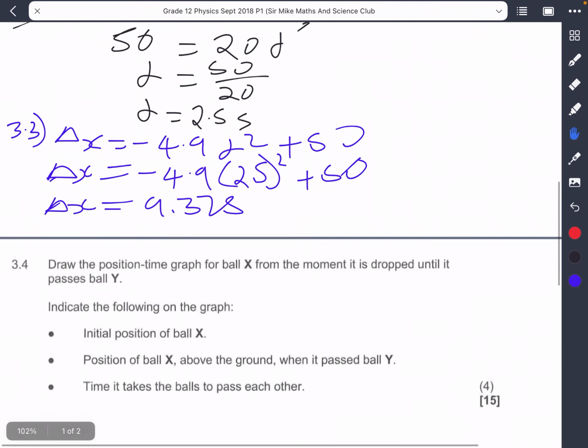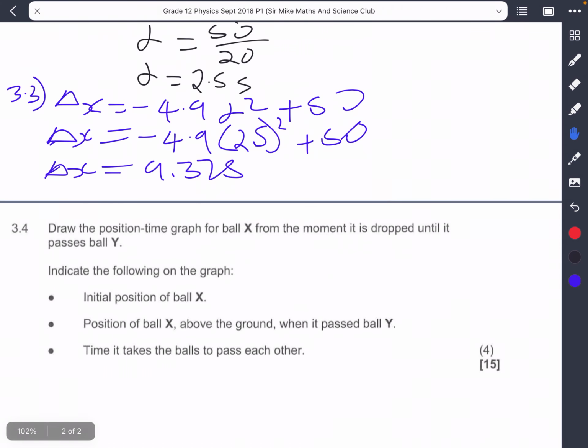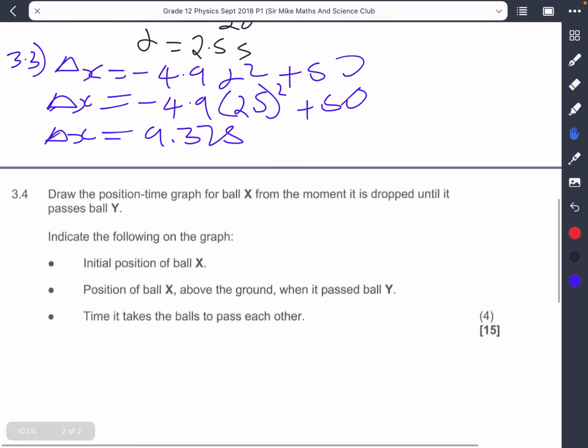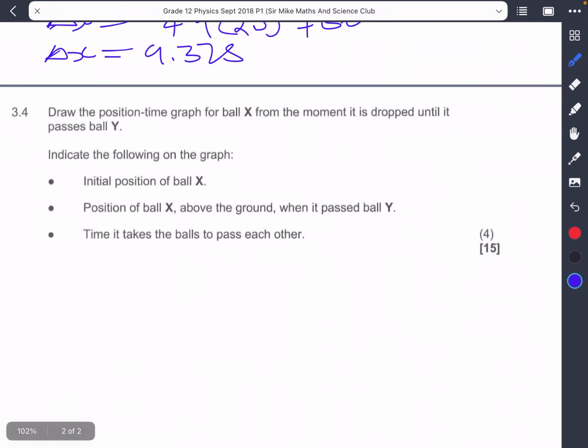So for 3.4, they said to draw the position time graph for ball x from the moment it is dropped until it passes ball y. So what we would do is of course draw our sketch first. So we know that we have something like that.